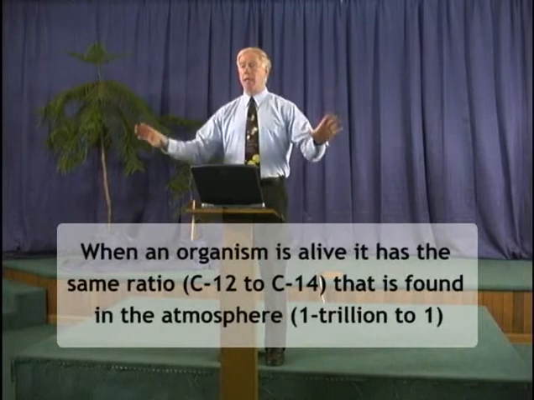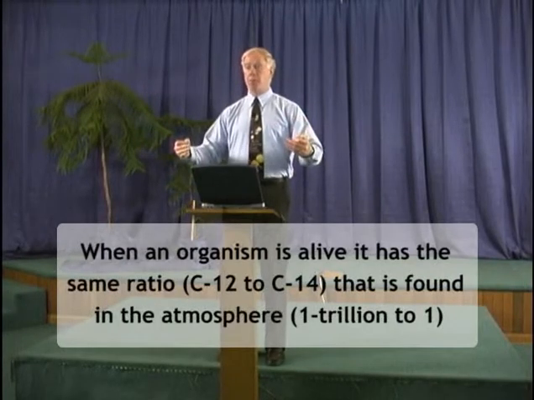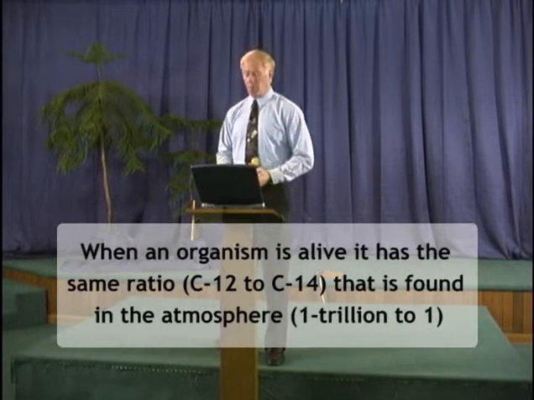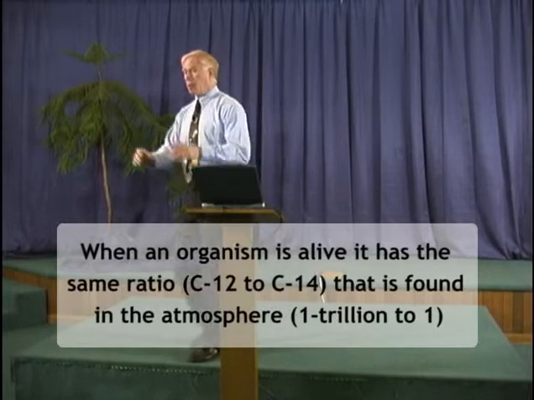Now, when an organism is alive, it has the same ratio, carbon-12 to carbon-14, that we find in the atmosphere. When we take measurements in the atmosphere, we know we have gases like oxygen, nitrogen, and many other types of gases out there. And these happen to be carbon. There are different types of carbon in the atmosphere. One is carbon-12, one is carbon-14. We take a measurement of this ratio in the atmosphere, and we find for every 1 trillion carbon-12 atoms, there's 1 carbon-14 atom.